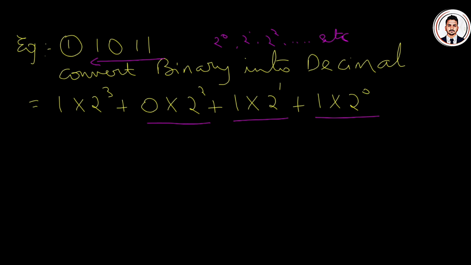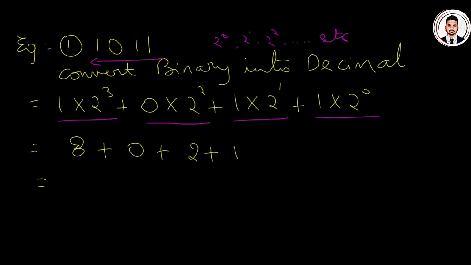Third digit from right is 0, for that 0 into 2 square, and the last digit from right is 1, so for that 1 into 2 cube. So we will simplify this equation. 1 into 2 cube is 8, plus 0 into 2 square, 0 into 4 is 0, plus 1 into 2 power 1 is 2, plus 1 into 2 power 0, which is nothing but 1, so 1 into 1 is 1.